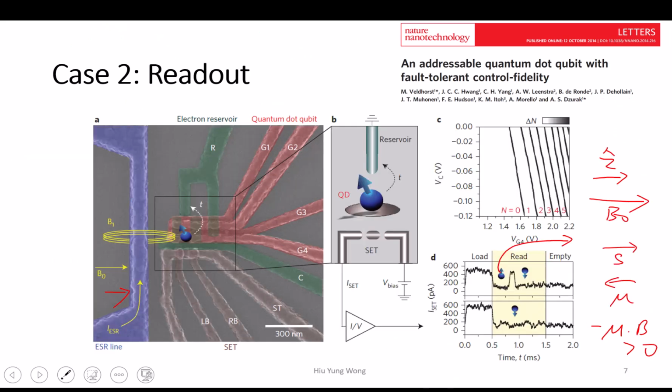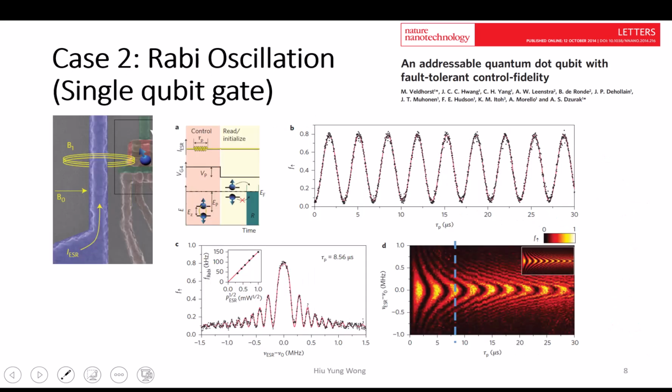Okay, good. Now, so this is reading. Maybe I will skip this, or talk about this, we did last time already. Take a look at the video again. It's just spin to charge conversion, and this will cause the change in the current. So I'm not going to say more. Okay, so let's go to the one qubit gate in this system.